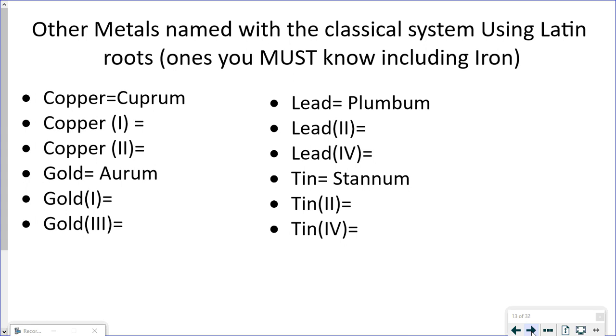Our next one is going to be copper. Copper, remember, is Cu from its Latin name cuprum. So copper can have a charge of positive 1 or positive 2. Copper 1 is the smaller charge. So this is going to be cuprous. Copper 2 is the larger charge. So this is going to be cupric.